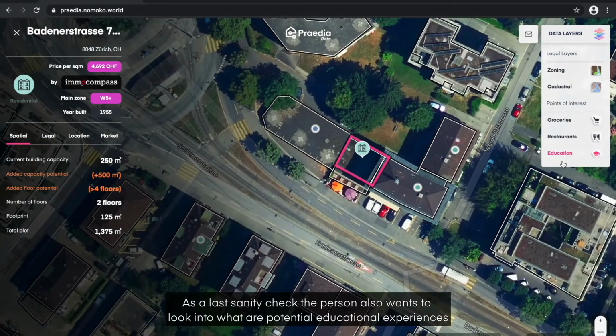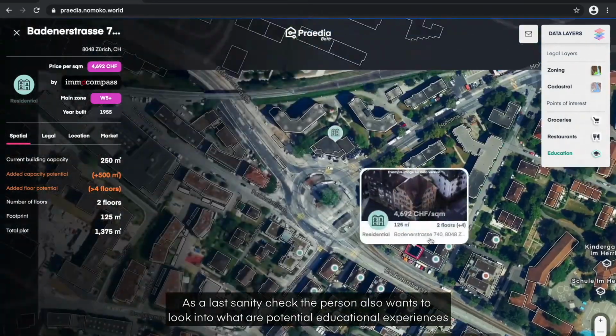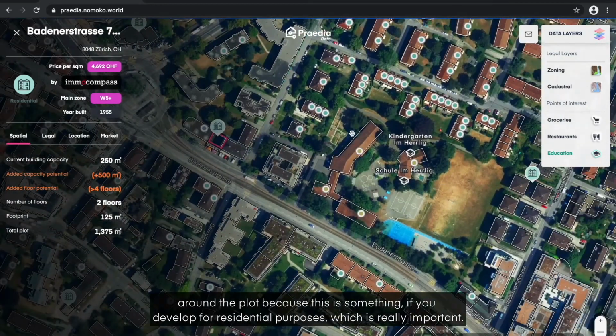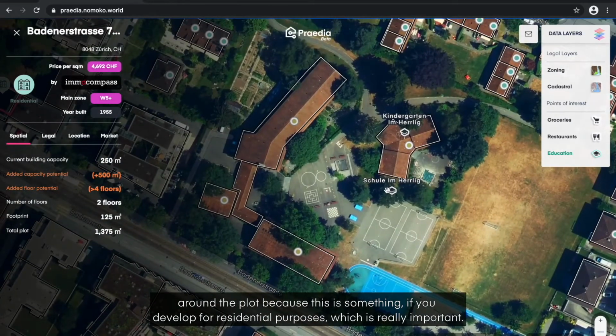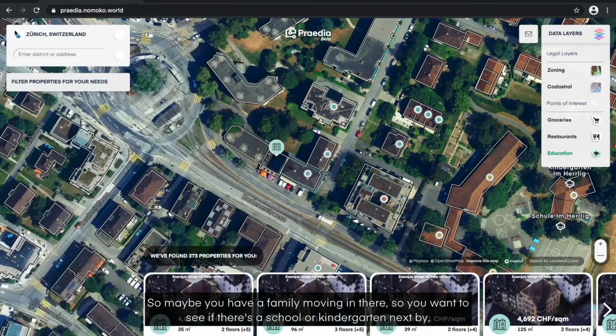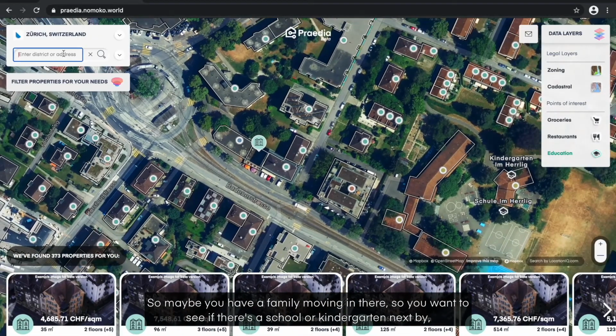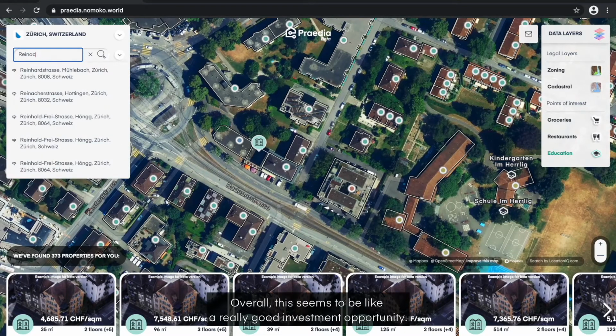As a last sanity check, the person also wants to look into what are potential educational facilities around the plot, because this is something, if you develop for residential purposes, which is really important. So maybe you have a family moving in there, so you want to see if there's a school or kindergarten nearby. And luckily that's the case. Overall, this seems to be like a really good investment opportunity.